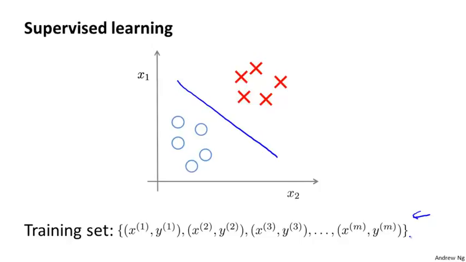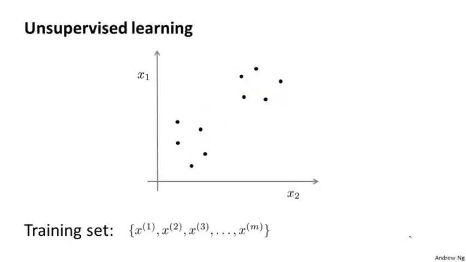In contrast, in the unsupervised learning problem, we're given data that does not have any labels associated with it. So we're given data that looks like this. Here's a set of points and there are no labels. And so our training set is written just x1, x2, and so on up to xm, and we don't get any labels y, and that's why the points plotted up on the figure don't have any labels with them.